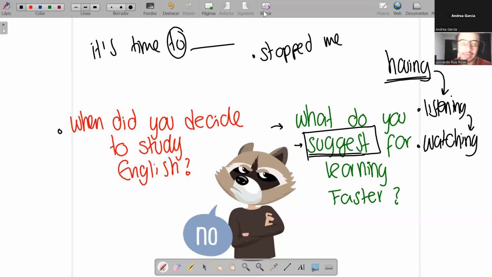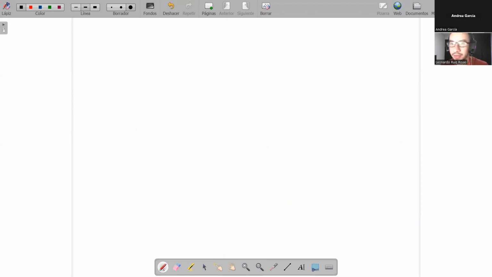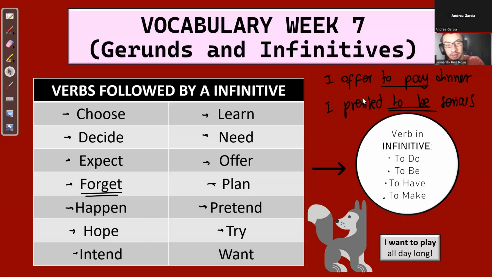Yes, teacher. Listo, my dear. So, well, basically, that's the thing. Making these kinds of exercises is going to help you to remember or to memorize if the verb is with gerund or with infinitive, right? Let me cancel the presentation here.